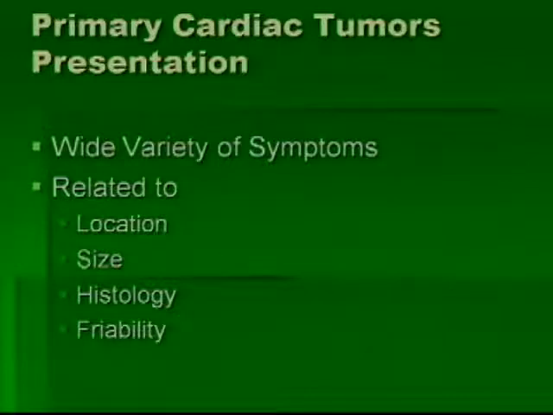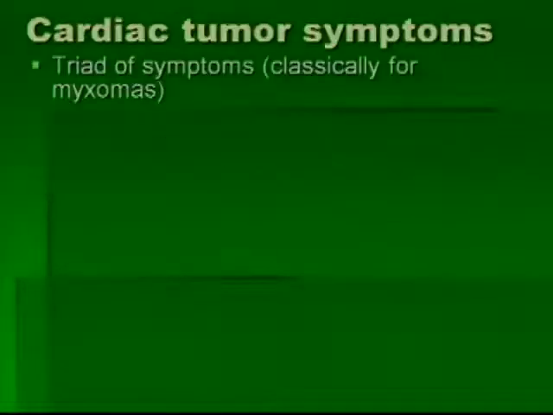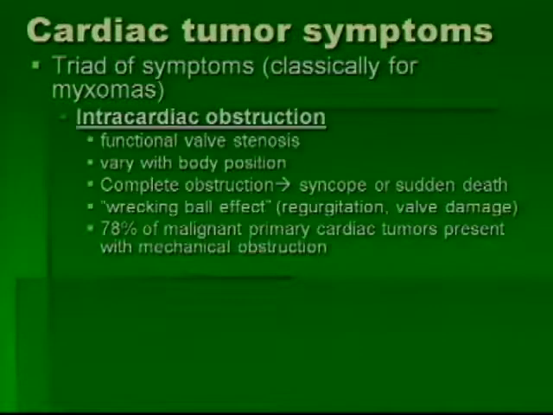Primary cardiac tumors present with a wide variety of symptoms, and the symptoms are all essentially related to the location of the tumor, its size, its underlying histology, and the friability of the tumor, causing embolic phenomenon. Cardiac tumor symptoms have been put into a triad, and this is classically for myxomas. It includes intracardiac obstruction, and this could be from functional valvular stenosis, which can vary with body position, can actually end up with complete obstruction leading to syncope or sudden death.